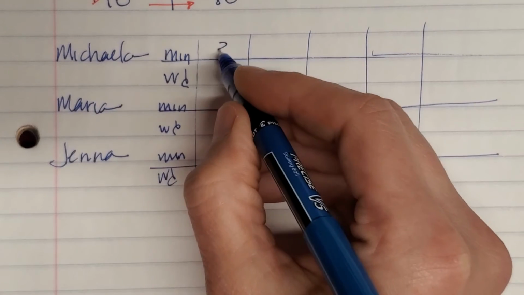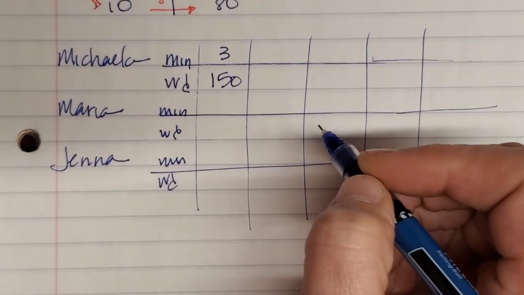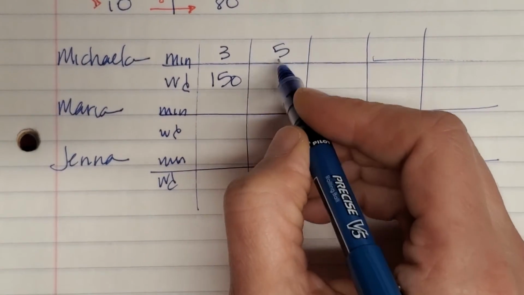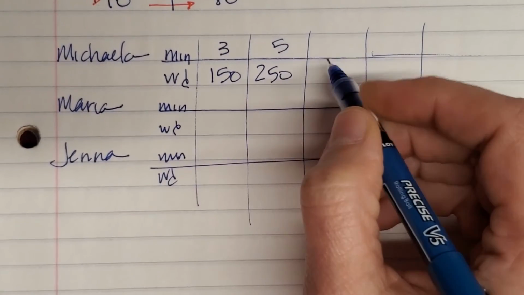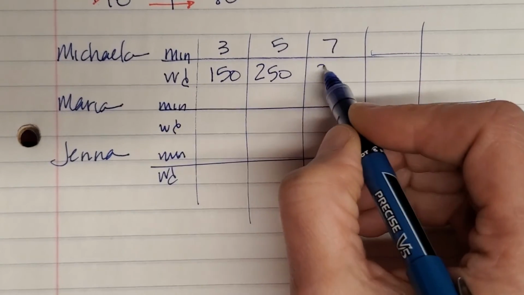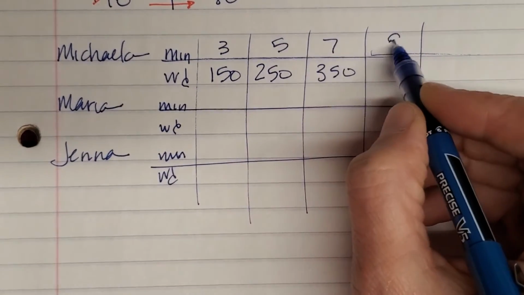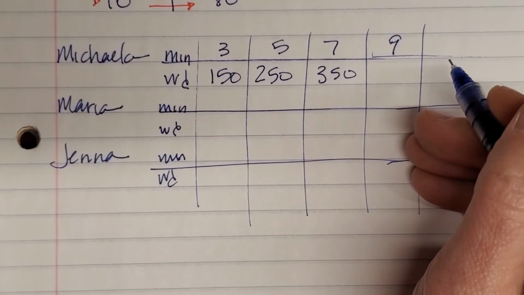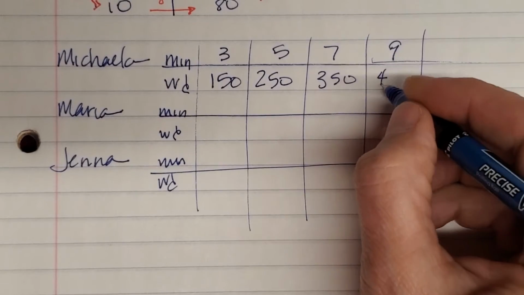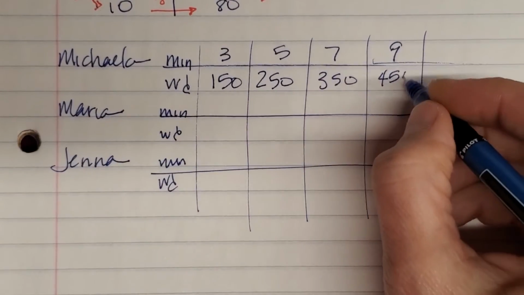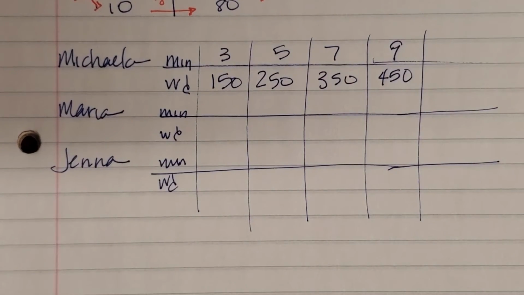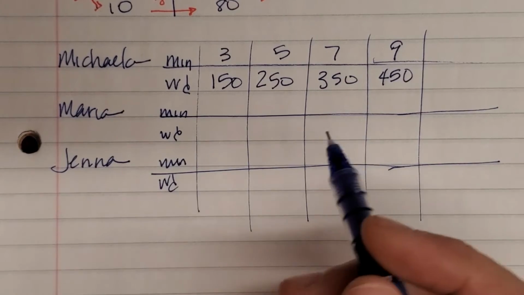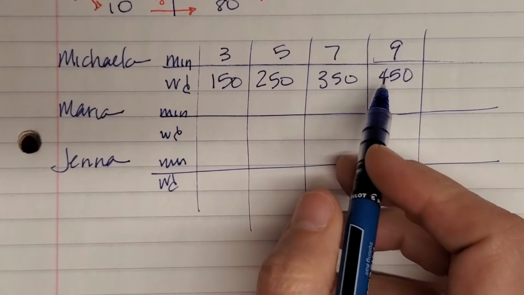Michaela said in 3 minutes, I can type 150 words. In 5 minutes, I can do 250. In 7, I can do 350. And in 9 minutes, seriously, are you people texting each other for 9 minutes? Because that just seems crazy. But we'll go with it. She could text 450 words in 9 minutes. I don't even know that I have that many things to say ever.